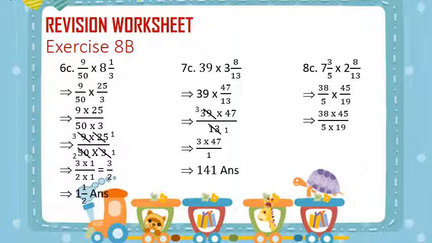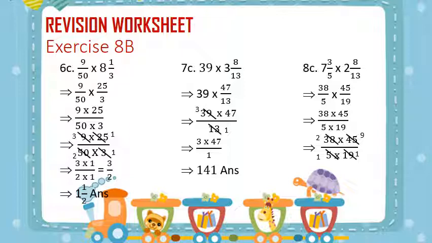Now let us see what we have to do. 38 multiplied by 45 in the numerator and 5 multiplied by 19 in the denominator. So now can we divide? Yes, we can divide. First of all, we will divide 38 in the numerator and 19 in the denominator by common number 19. And 38 divided by 19 is equal to 2 and 19 divided by 19 is equal to 1. And now we will divide 45 in the numerator and 5 in the denominator by common number 5. So 45 divided by 5 is equal to 9 and 5 divided by 5 is equal to 1.